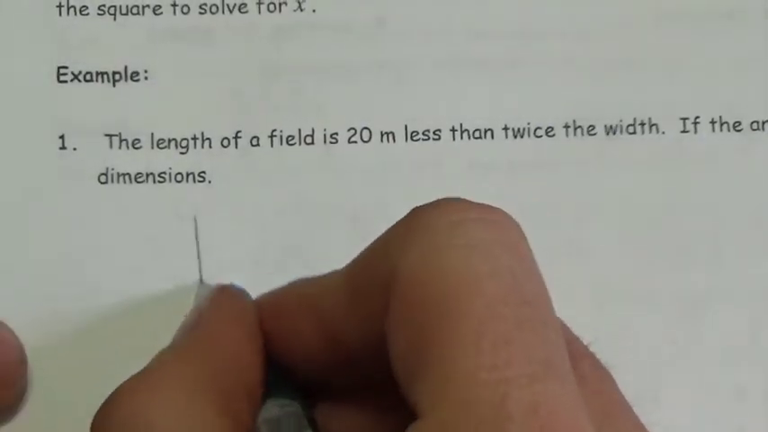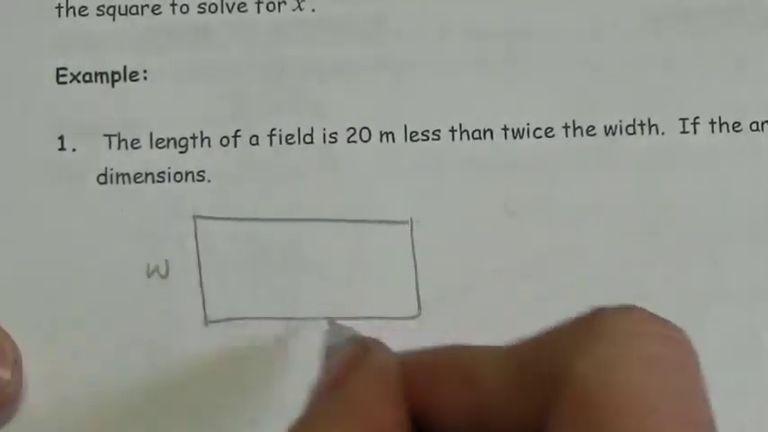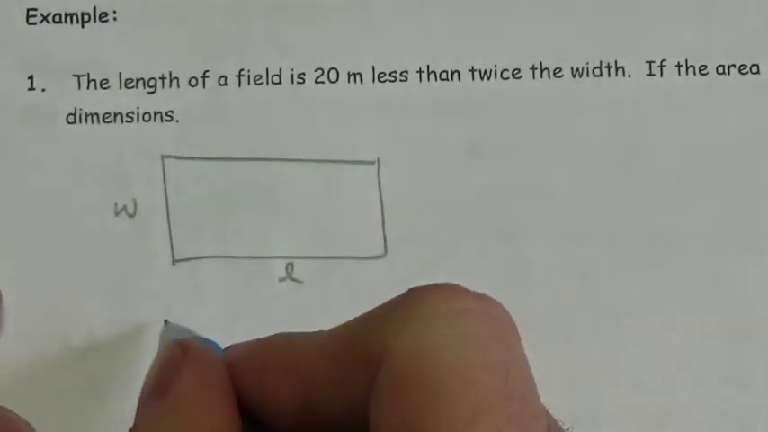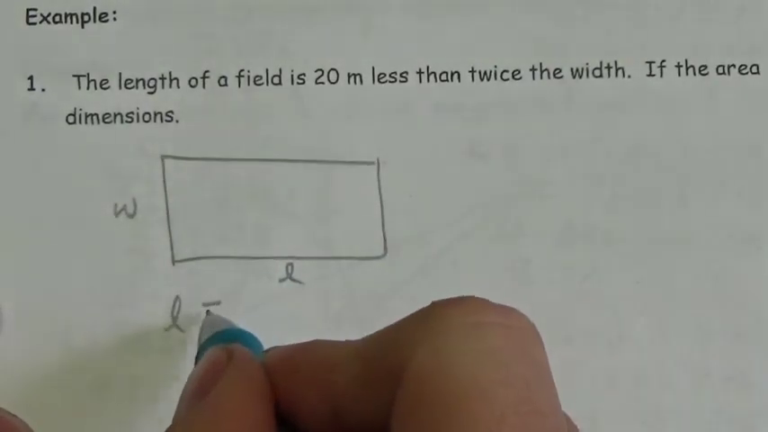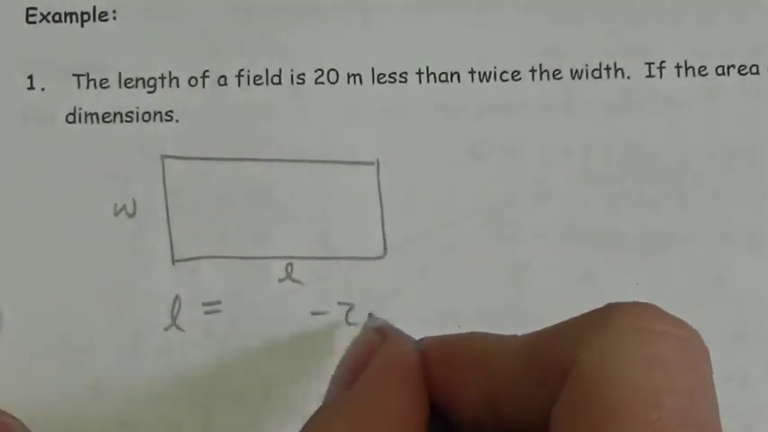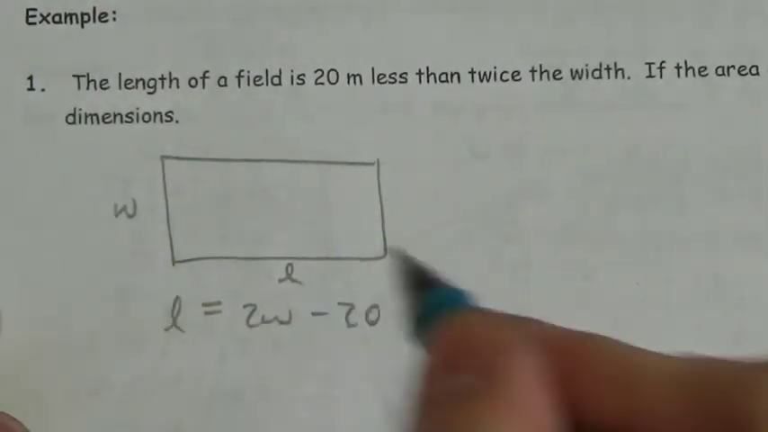Okay, let's draw that out. So here's the width, here's the length. What is it telling us here? The length of the field is 20 meters less than, so this is going to be minus 20. I'm going to be subtracting 20 from something: twice the width. Okay, twice the width.